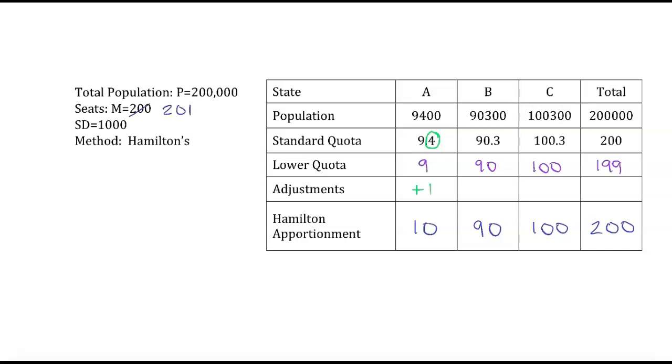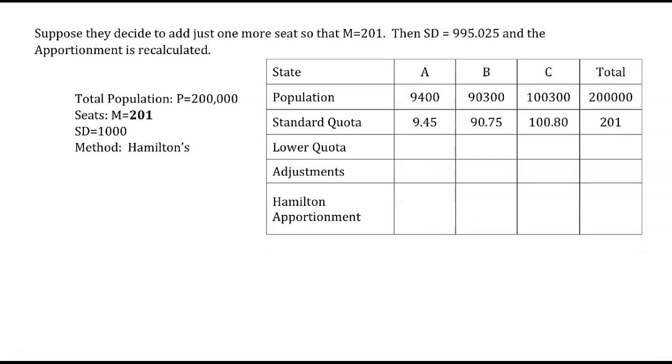Let's run the numbers. If they decide to add just 1 more seat so that there's 201 seats to be apportioned, we have a new standard divisor of 995.025. The standard quotas are given to us, so we can easily round them all down to their lower quota. State A rounds down to 9, B down to 90, and C down to 100. This is 199 seats. This time there's 2 extra seats to be divvied out.